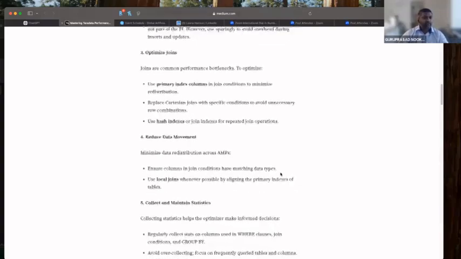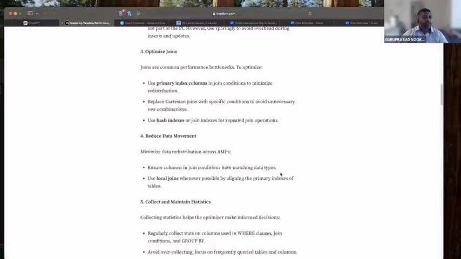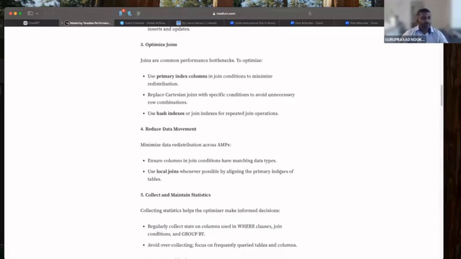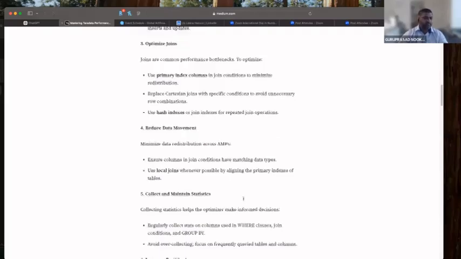Reducing data movements, like minimizing the data redistribution across AMPs. Access module processor is another key feature in Teradata. So instead of moving the data between the AMPs, reducing the data movements is another technique where the query performance will be higher.